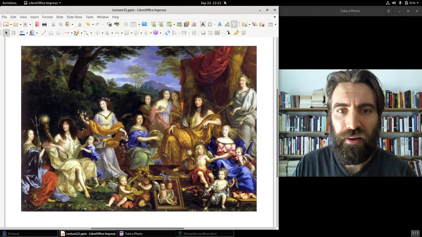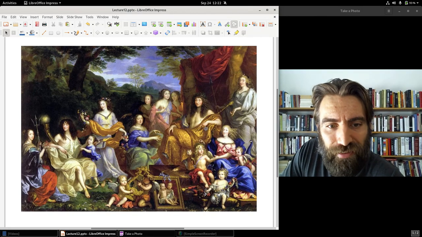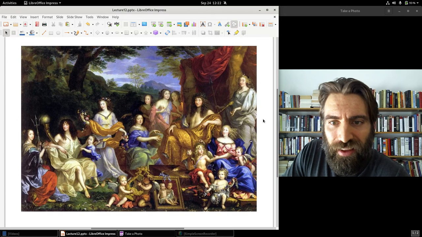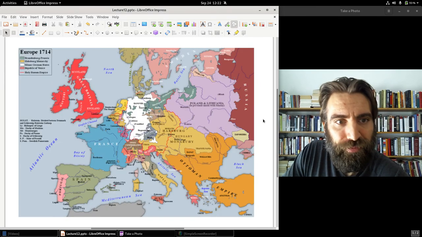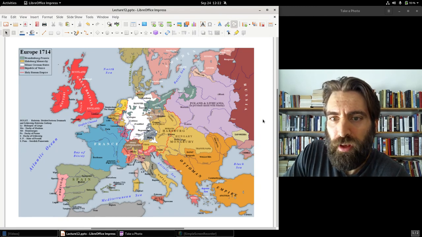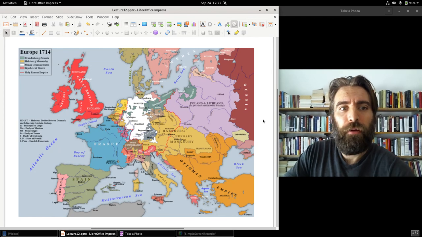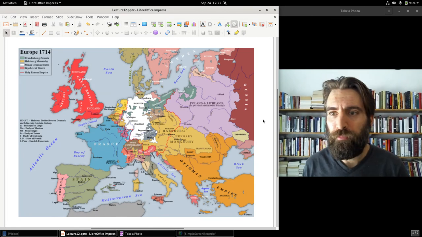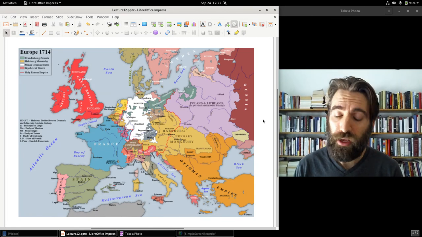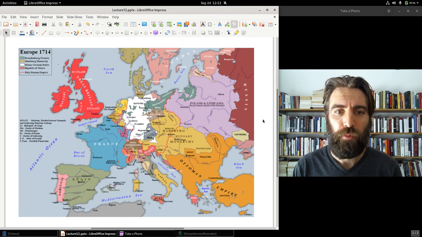There's Louis depicted almost as a godlike figure. What a man! What a man! There's a map of Europe in 1714. So anyway, three examples of mercantilist empires that became quite wealthy during this period and accumulated quite a lot of gold and silver. All right, I will leave it there, and I will see you next time.